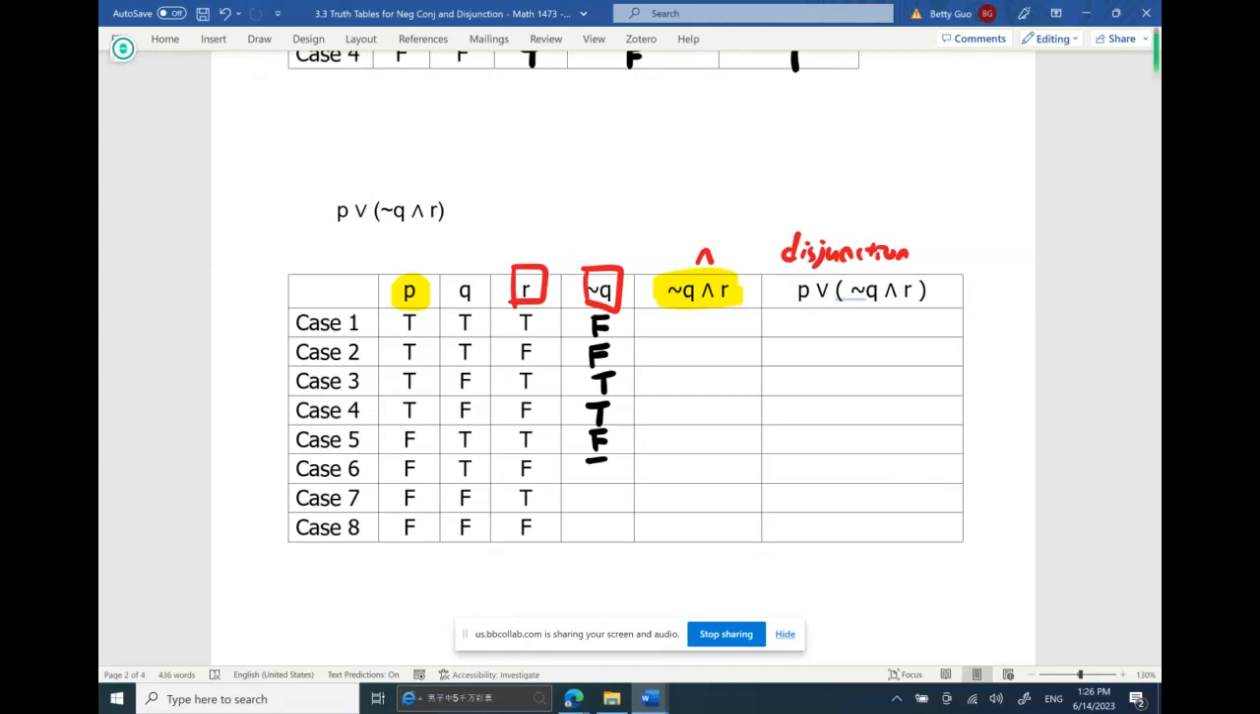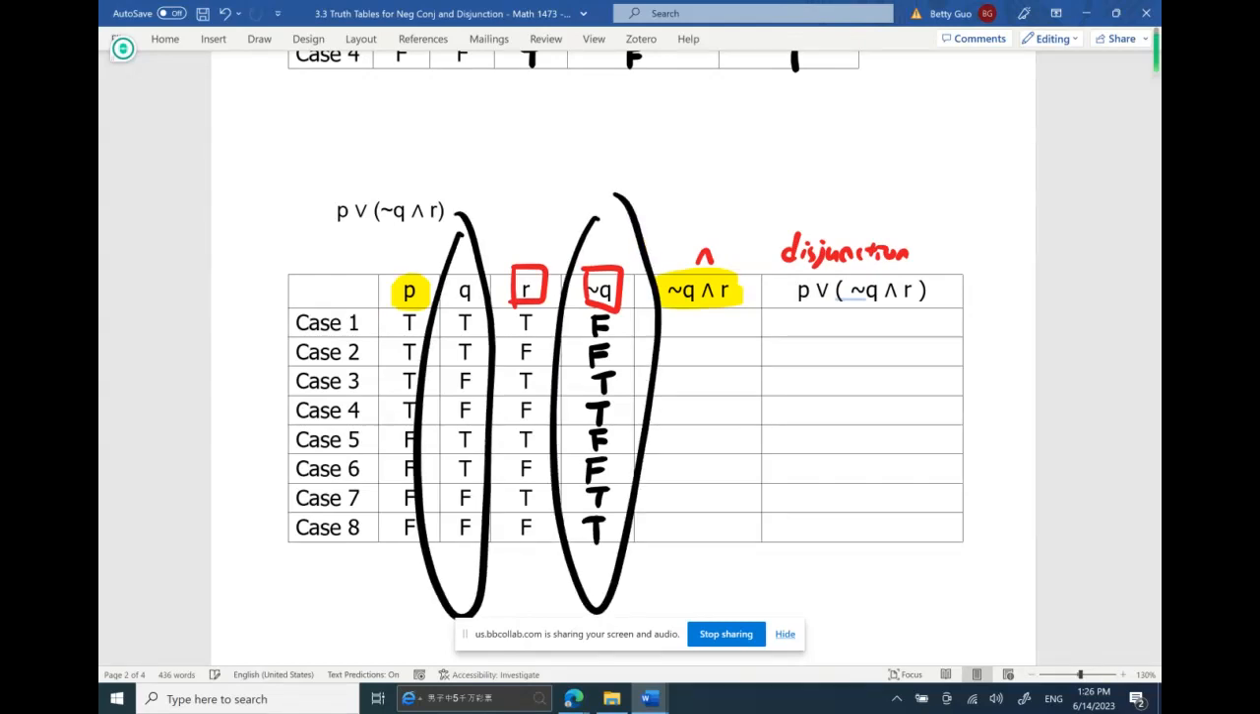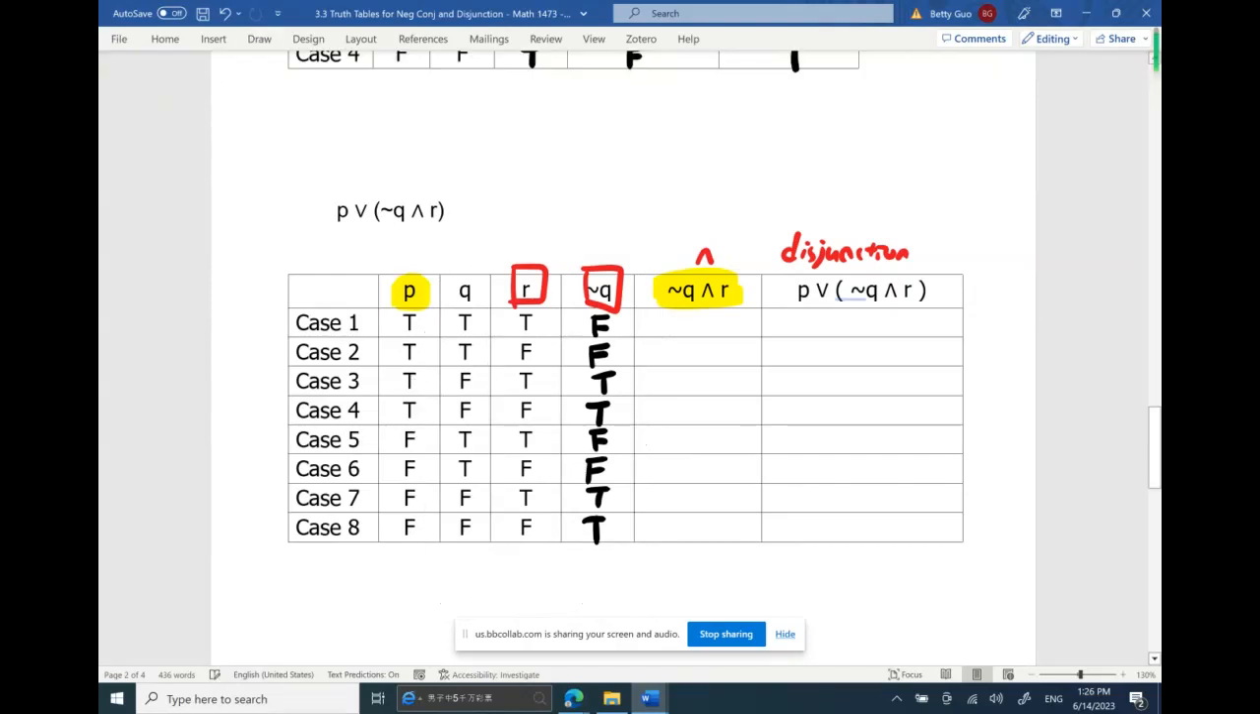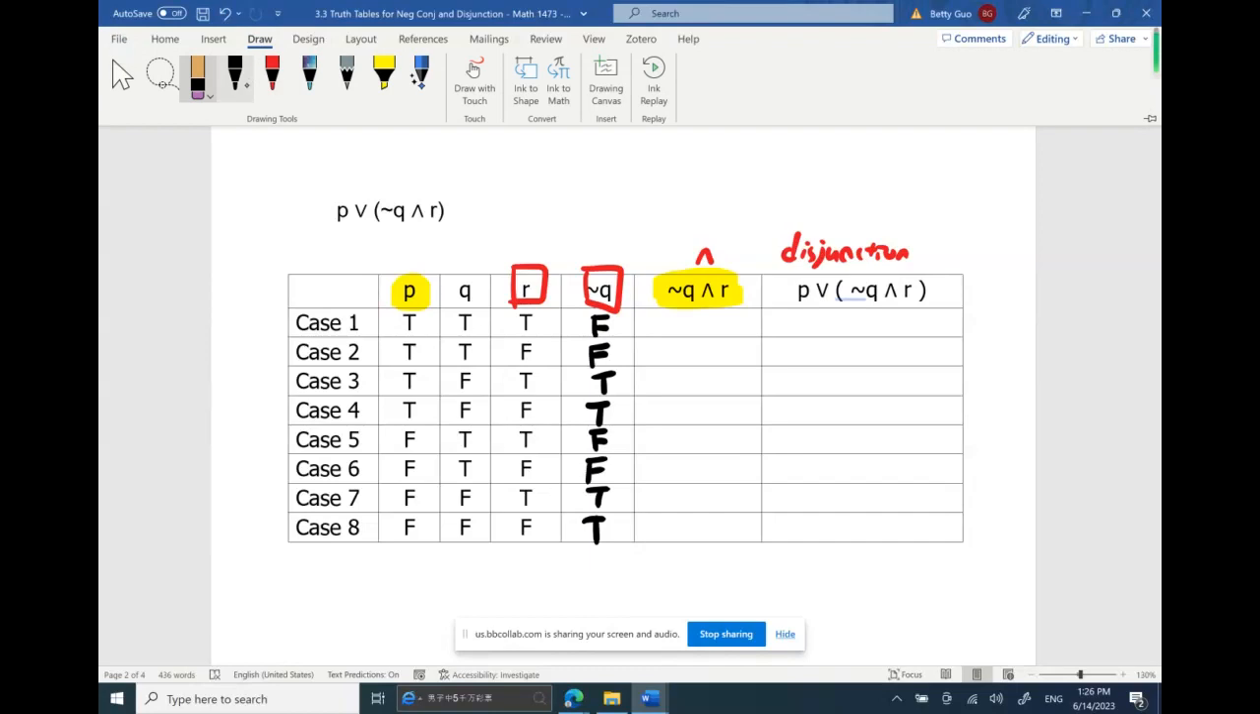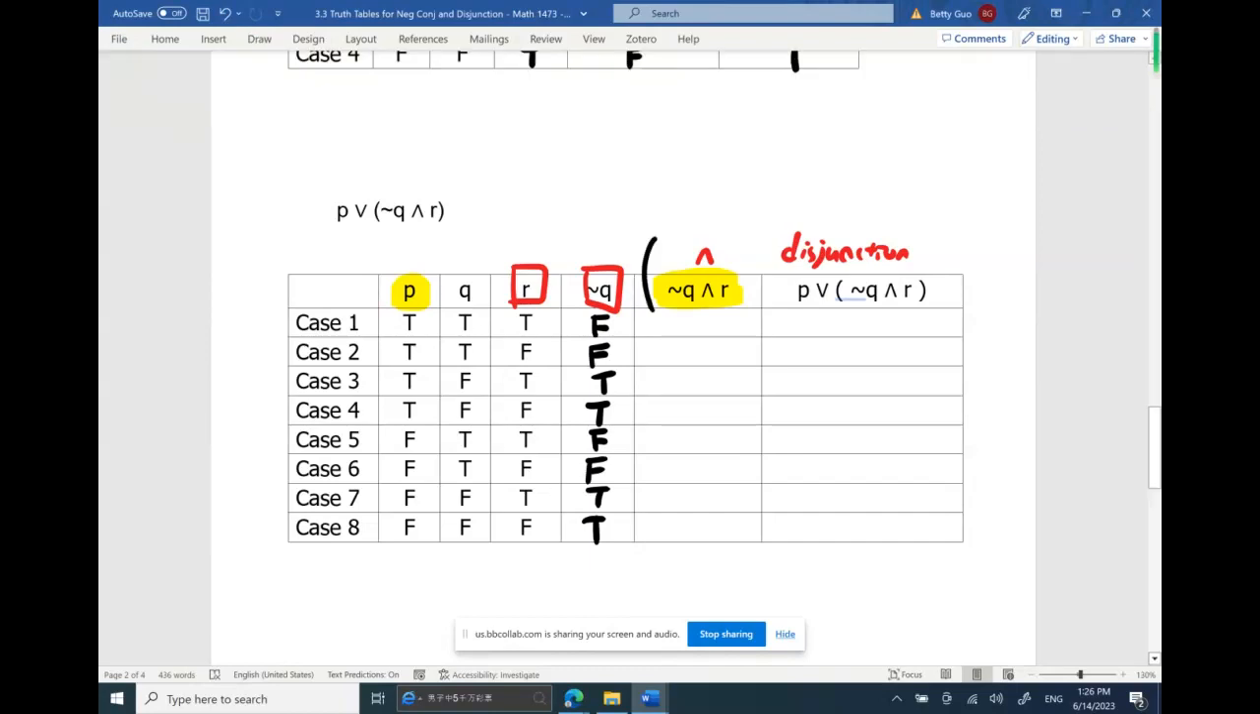So when Q is T, this is F. Q is F, now not Q is T. Let me double check. So make sure those two columns have opposite truth values. TF, TF, FT, FT, TF, TF, FT, FT. Okay, that's correct. Don't be afraid to double check. You should always make sure that the current step is correct. And now we are ready to find the truth value for the conjunction here.